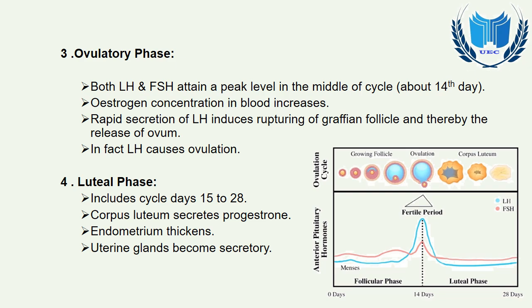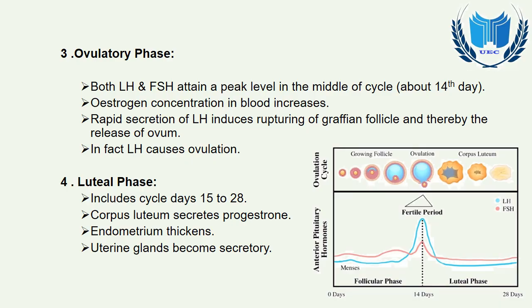Now the third, the ovulatory phase. Both LH and FSH hormones attain a peak level in the middle of the cycle, that is at about the 14th day of the cycle. Estrogen concentration in the blood increases. Then rapid secretion of LH induces rupturing of the Graafian follicle and thereby the release of the ovum. In fact, LH causes ovulation. This period, the 14th day period, is also called the fertile period for the mother.